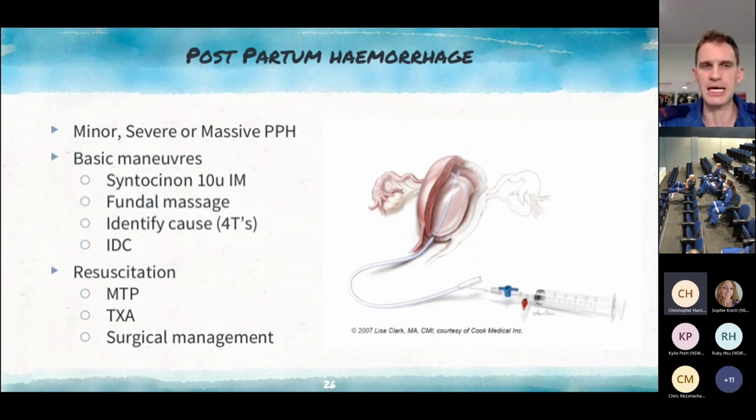Draining the bladder as well, so placing an IDC, as a full bladder will inhibit the uterus to create tone, and then going through your causes, and so that's the 4 T's. So the most common, particularly in a primary PPH, is going to be the tone of the uterus, and so you might expect that in somebody who's been labouring for a long time, or multiple pregnancies. Then the other causes are trauma, so you want to be inspecting the birth canal and repairing trauma with pressure and sutures where applicable.